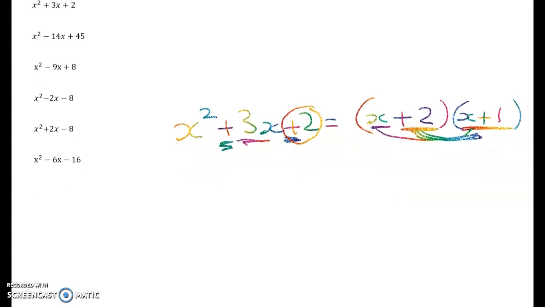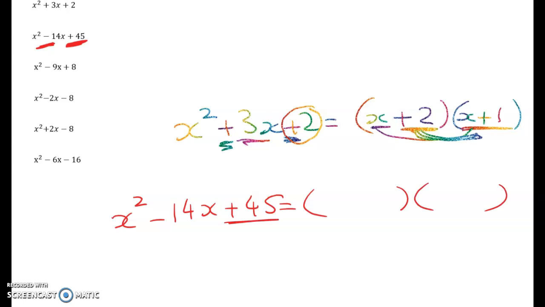Okay, on to the next one. So this one has got a different sign pattern. It's got a plus 45 at the end, but it's got minus 14x. So that means that I need two numbers that multiply to give me 45. They're either going to have to both be positive or negative. But we know from looking at this that we need to have two negative numbers. So it's going to be x to give me the x squared. And I need to have take away something and then take away something else.